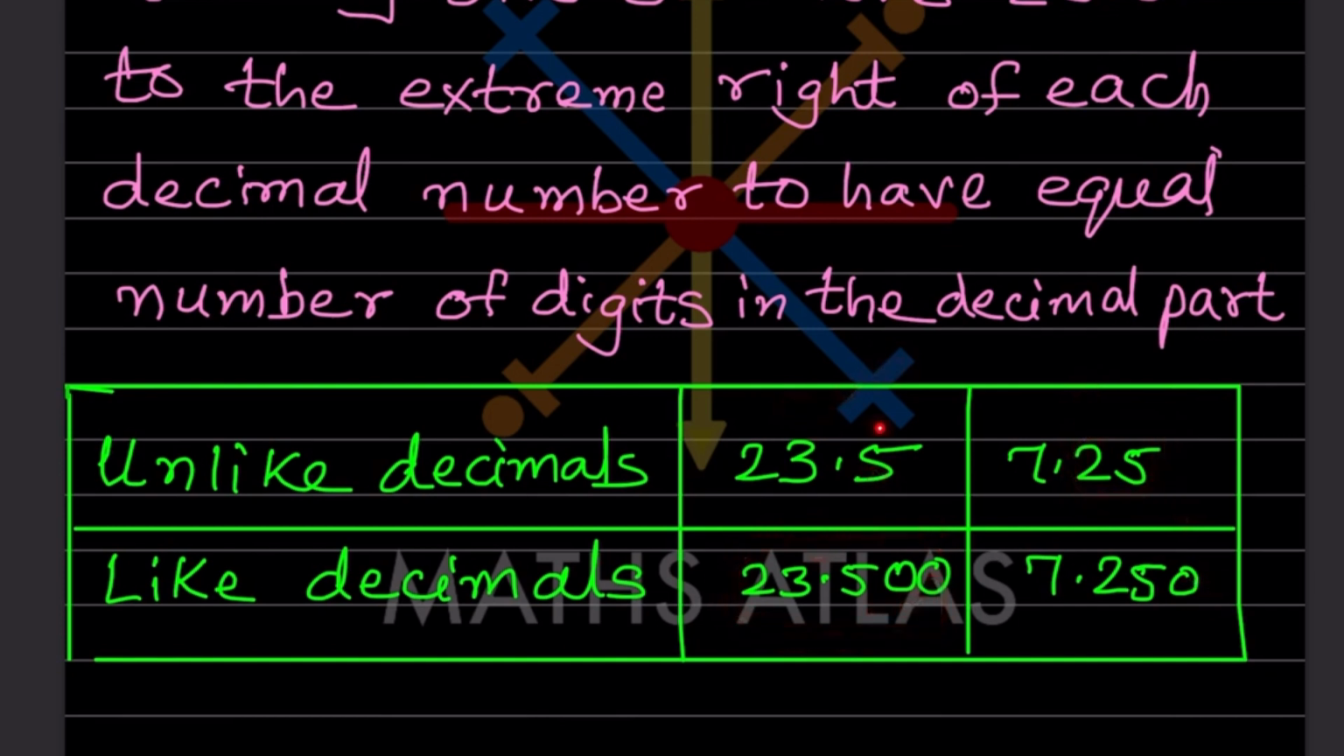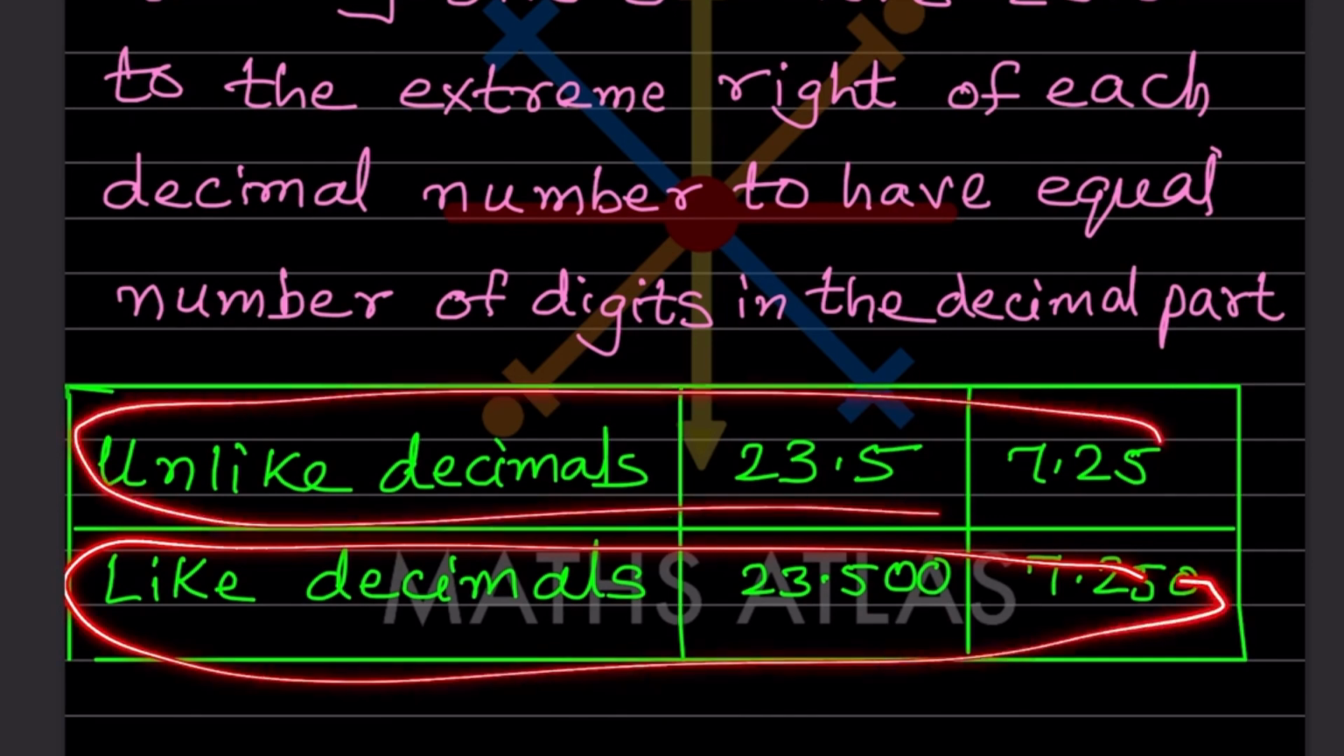Now look at this one. Why do we call it unlike? We will compare this and this one. After the point in this one there is only 1 number, and in this one there are 2 numbers. So we call it unlike. Now we will compare this and this one. After the point there are 3 numbers, and here after the point there are again 3 numbers. So this we will call a like decimal, and these are the unlike decimals.